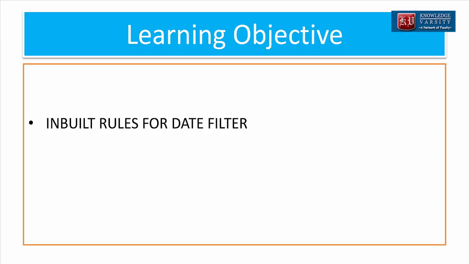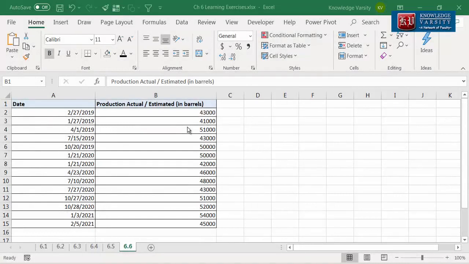In this video, I'm going to cover inbuilt rules for date filtering. Unlike numbers, we filter dates as next date, this date, last date, after some date, before some date, or between two dates. Accordingly, the date filtering rules are constructed.